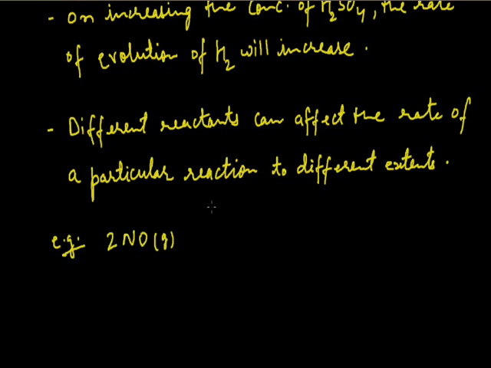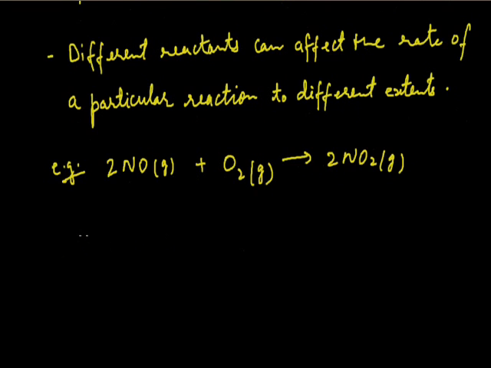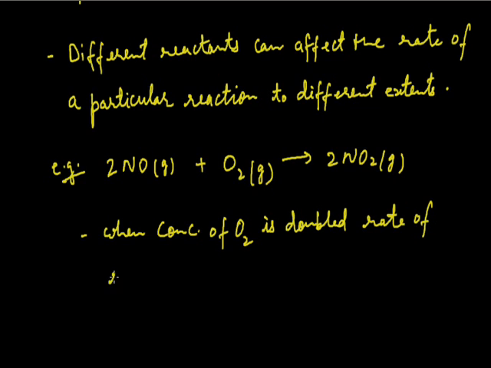2NO in gaseous state, that is nitric oxide, when it reacts with oxygen gas produces 2NO2 gas, nitrogen dioxide. The rate of this reaction becomes double when concentration of O2 is doubled. The rate of this reaction becomes 4 times when the concentration of NO is doubled.